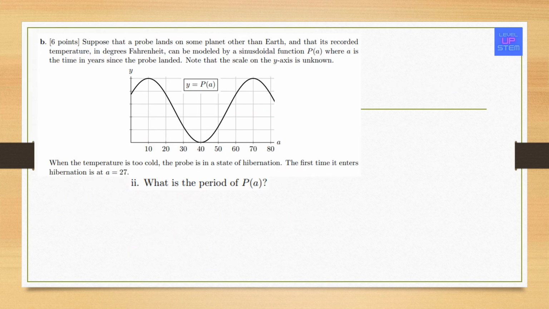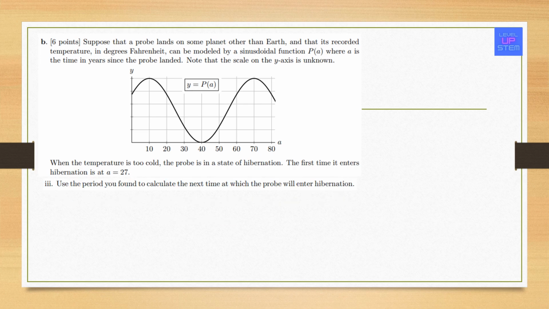So yeah, moving on. What is the period of P of A? Okay, so the period is the amount of time between two maximums of a sinusoidal function, and that looks like that and that. So at A equals 10 is the first one, and A equals 70 is the second one. And so just subtract that, 70 minus 10, 60 years, boom, that's your period.